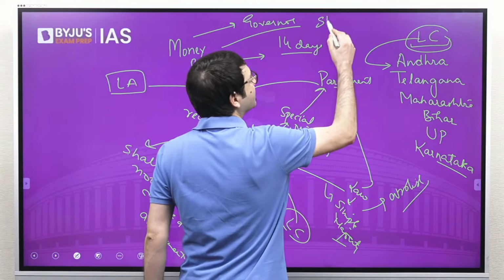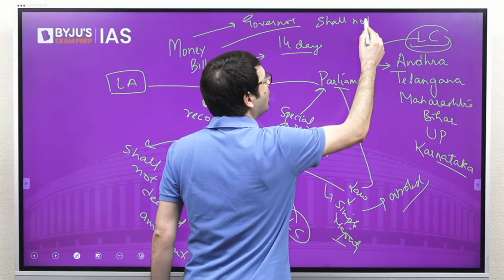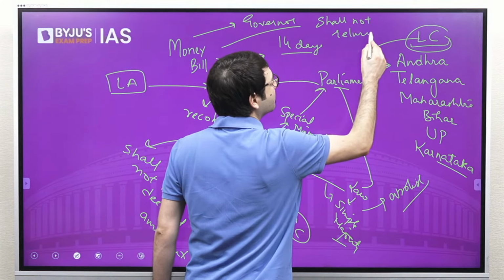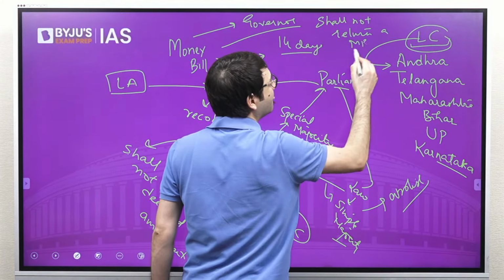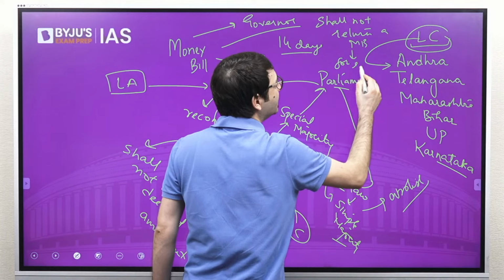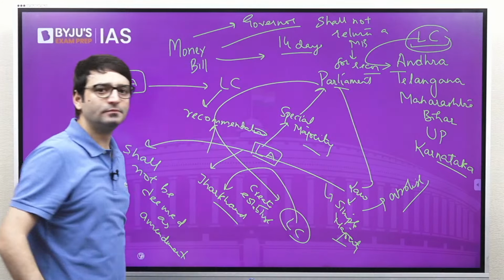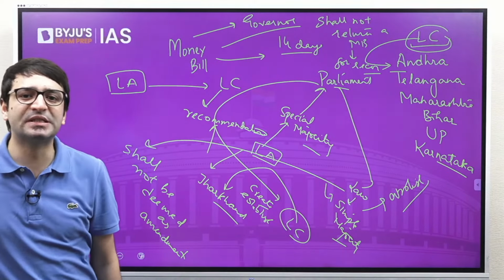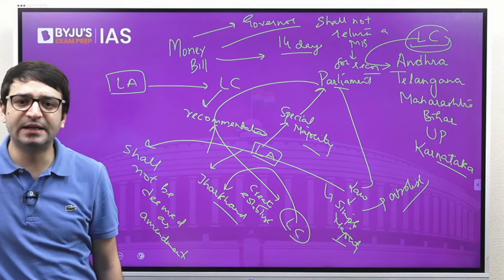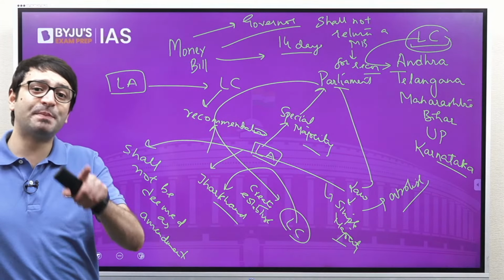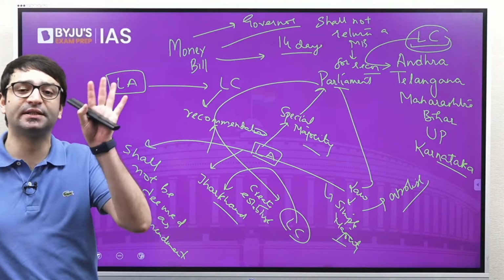The governor shall not return a money bill for reconsideration. That means governor cannot use suspensive veto when it comes to a money bill. Money bill cannot be sent back by the governor for reconsideration.